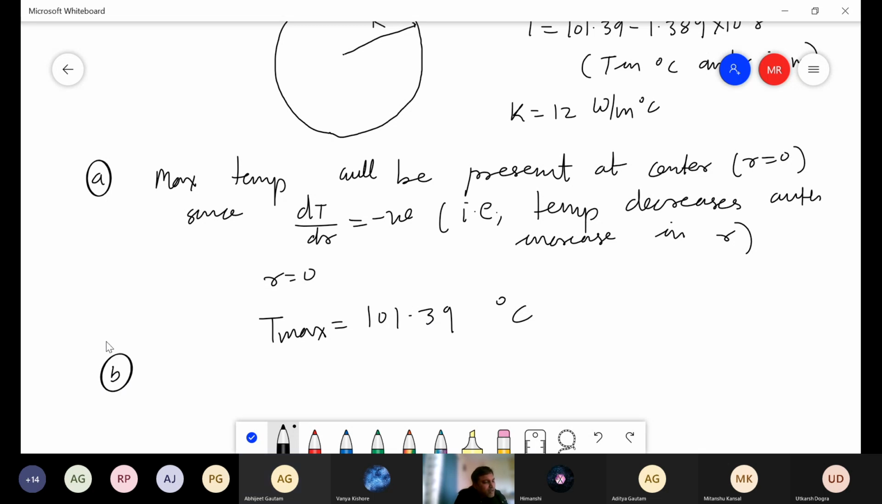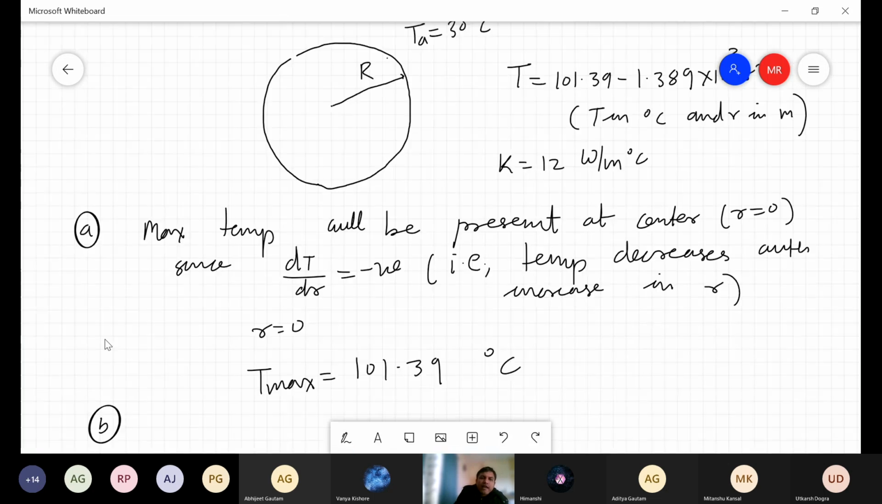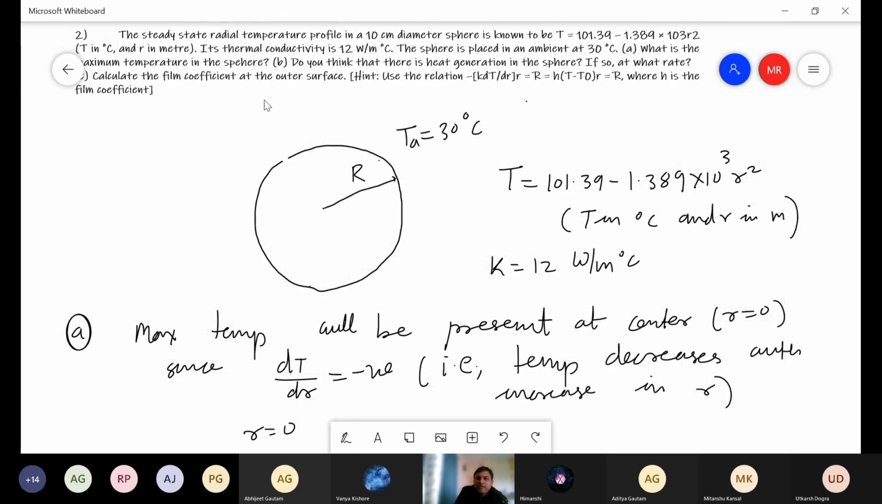Now what is the second part in this question? The second part is, do you think that there is a heat generation in the sphere? So what do you say on that? Do you think that there is a heat generation in the sphere? Yes, sir. Yes or no? Why are you saying that the heat generation is there? Sir, because the temperature at the center is constant, so there might be some source which might be generating heat.